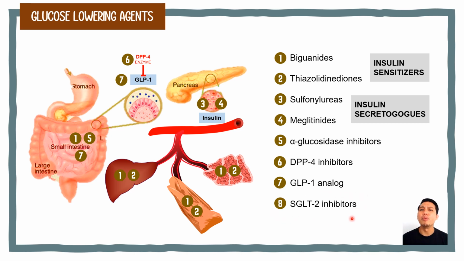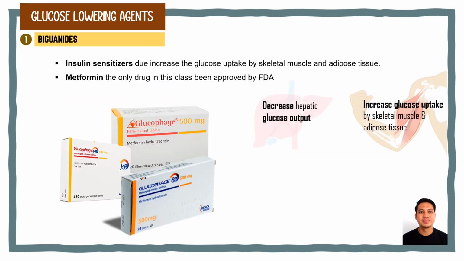Let's start with the most commonly prescribed type 2 diabetes medication, which is the biguanide metformin. Metformin is the only drug in this class that has been approved by the FDA. Its major action in patients with diabetes is to decrease the hepatic glucose output primarily by decreasing gluconeogenesis, and it increases the glucose uptake by the skeletal muscle and also in the adipose tissue for glycolysis. Thus, it will reduce the glucose level in our blood system.